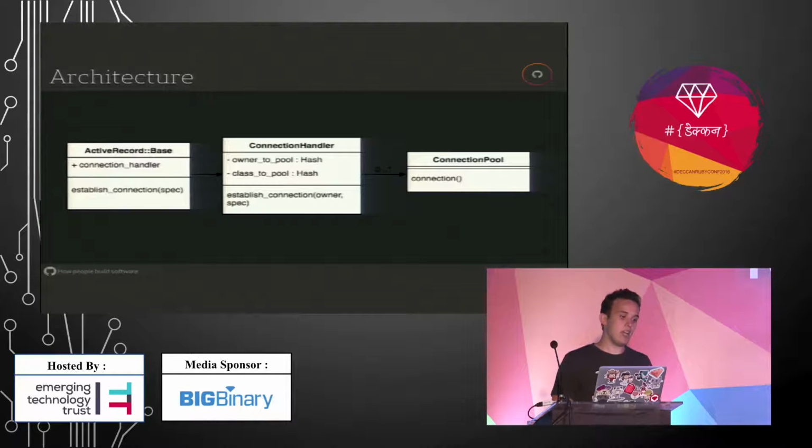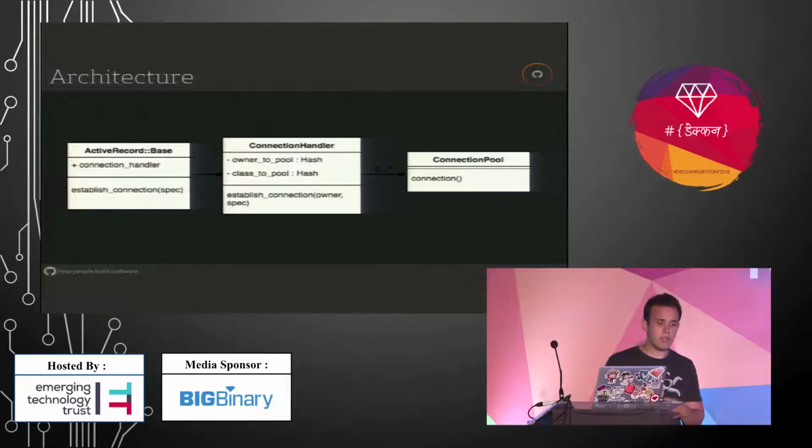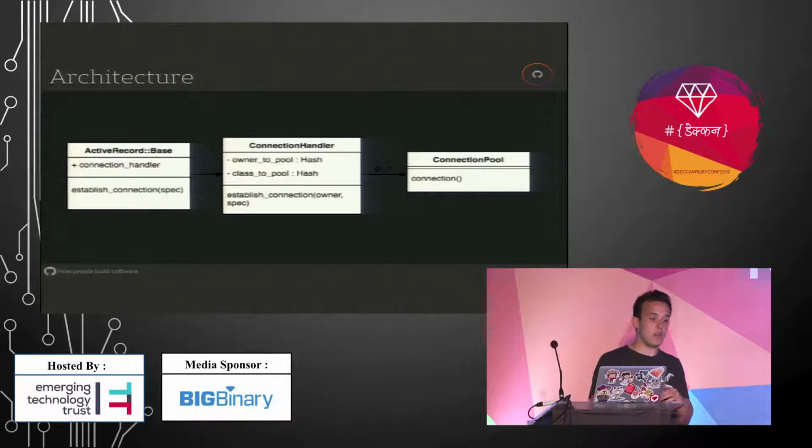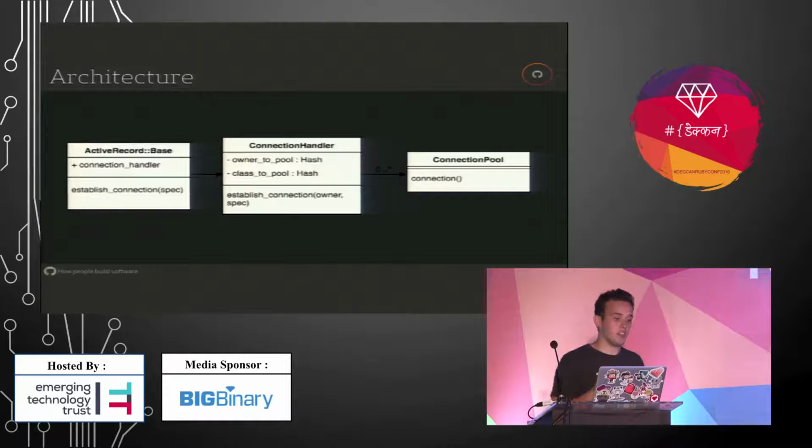So let's take a look at a diagram here. Those are a few classes that ActiveRecord uses internally to handle the connections. You can see here we have ActiveRecord base, which is the main class, the model that you extend. That ActiveRecord base has a connection handler, which is one instance. So your app is only going to have one connection handler instance. That's kind of global. And the connection handler has a few hashes. The second hash is just for some caching, but the first hash is the important one, which is going to be the owner to pool.